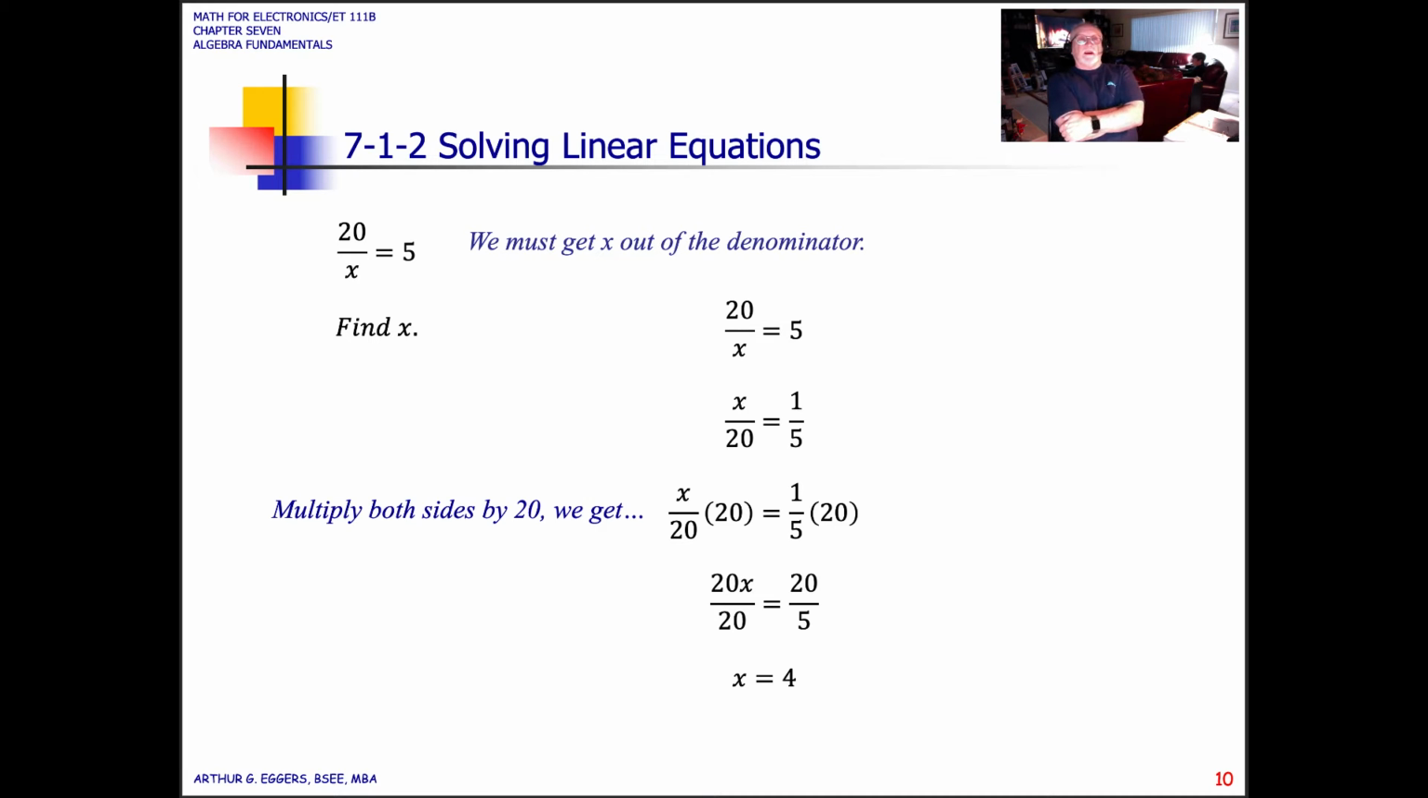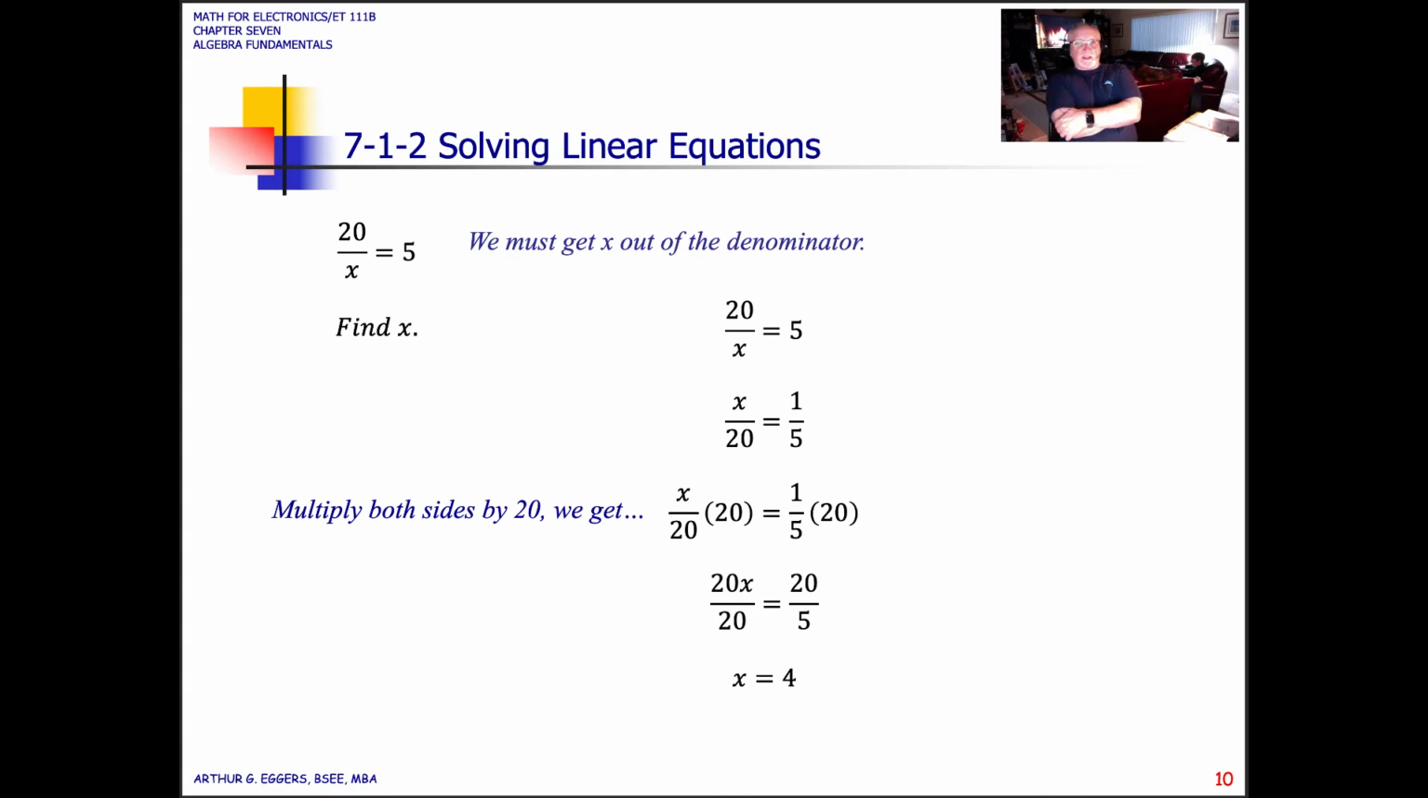So looking at another expression here, 20 divided by x equals 5. In this case, we've got to get the x out of the denominator and into the numerator so we can solve it. That's just by convention. You don't have to do it that way, but you will see that most solutions are that way.